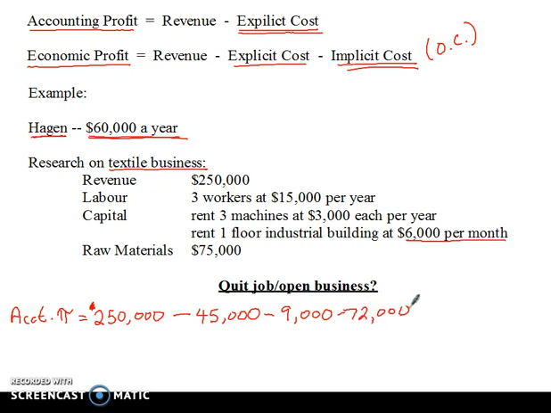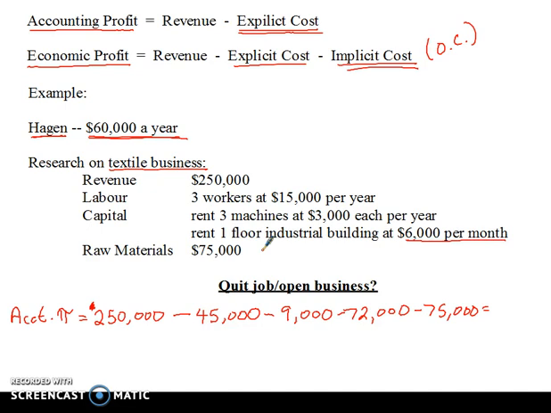So minus $72,000, and finally, I'm going to need some raw materials, and I think that's going to be about $75,000 per year. So I pull out my calculator and do my calculations. $250,000 minus the $45,000 that leaves to pay the workers, minus the $9,000 that leaves in order to pay for the sewing machines, minus the $72,000 that's going to pay the rent on the industrial building, and then finally minus my raw materials.